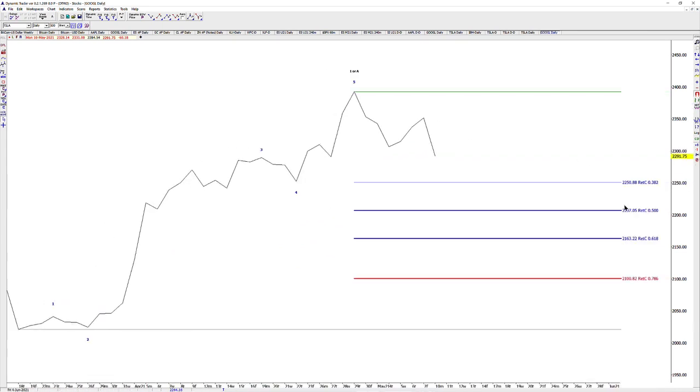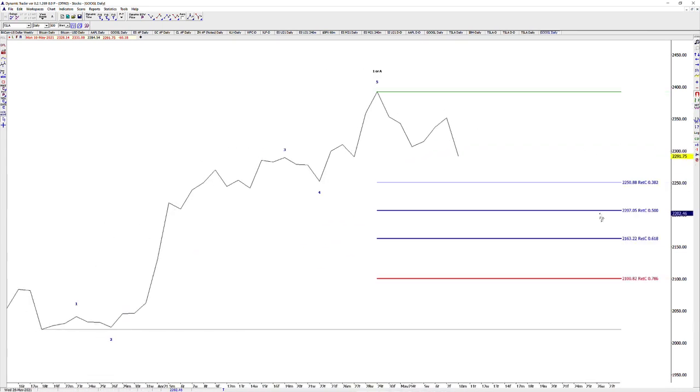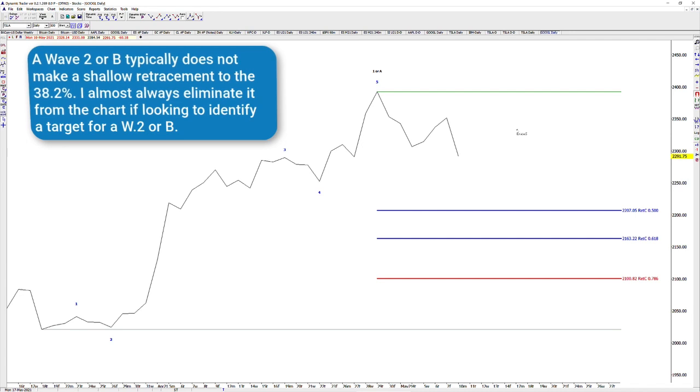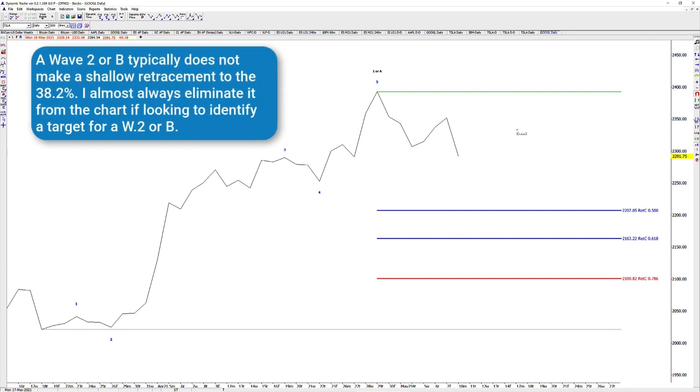So I've got those retracements on. Now for a 2 or B, the 38.2% retracement is irrelevant. Potentially, if this were a very extended wave 1, or if there are some other circumstances, we might be looking at the 38.2, but it's a big mistake to have that on your chart for a typical wave 2 or B correction, because it's very rarely that a wave 2 or B correction is so shallow that it only reaches the 38.2%.